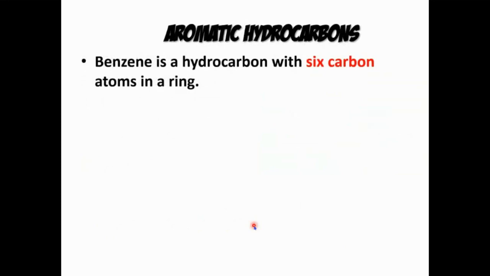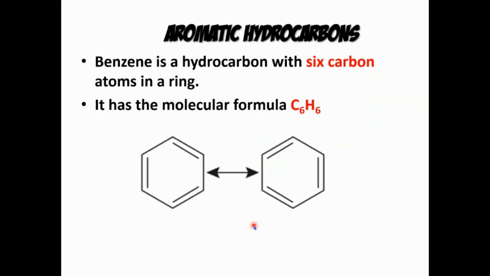And then mapunta na tayo sa aromatic hydrocarbons. Medyo malapit na tayo matapos. So benzene is a hydrocarbon with 6 carbon atoms sa isang ring. And then it has the molecular formula C6H6, just like this. So ayan, meron ditong present yung kanyang double bonds, and then ma-determine natin siya as a benzene. Para siyang ring, para siyang chip na nakikita natin sa piatos.